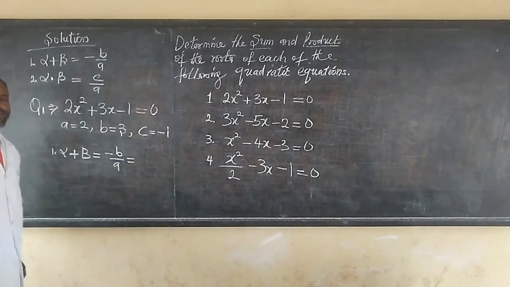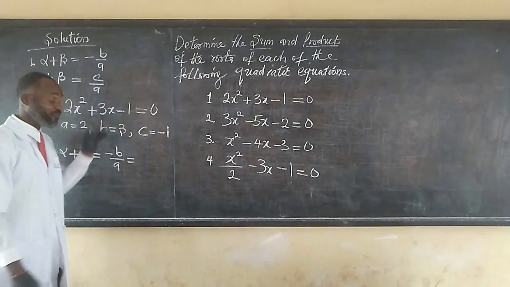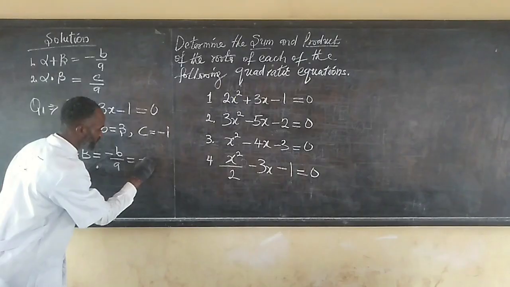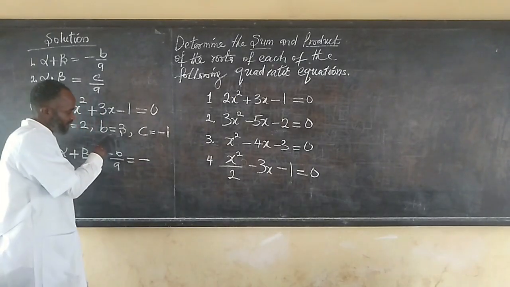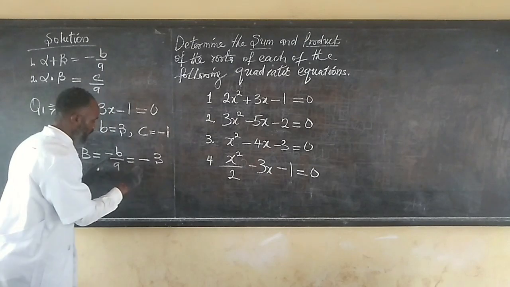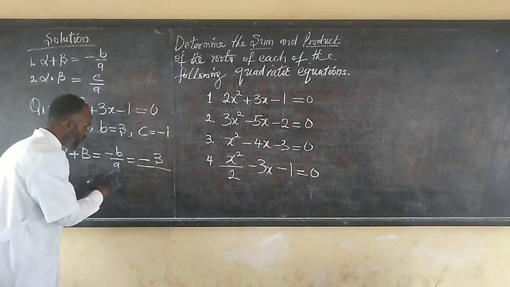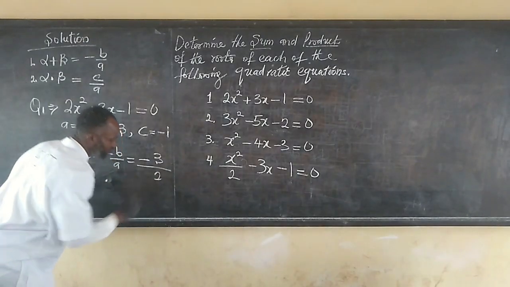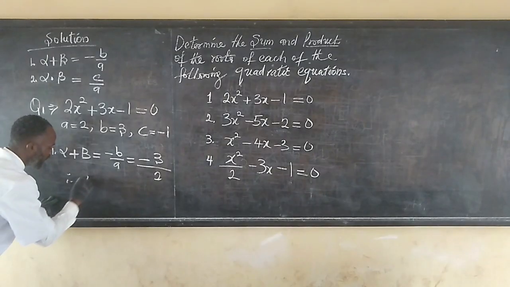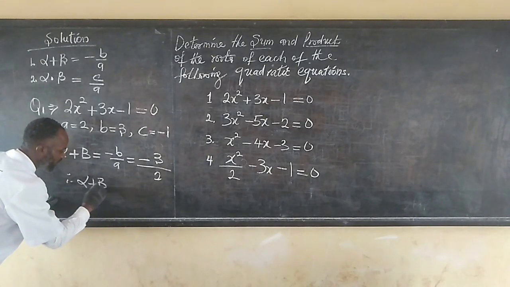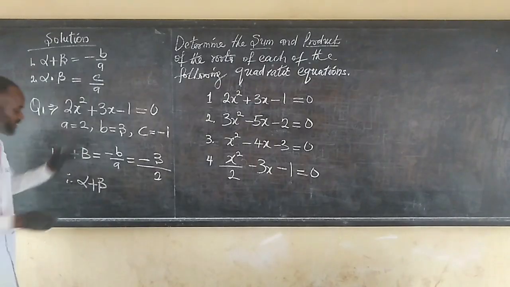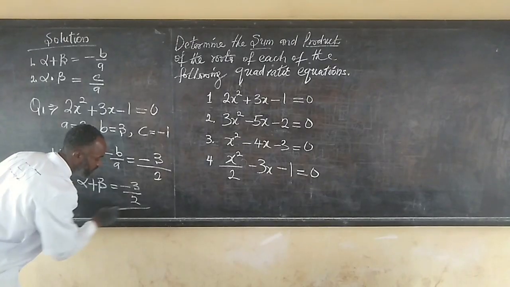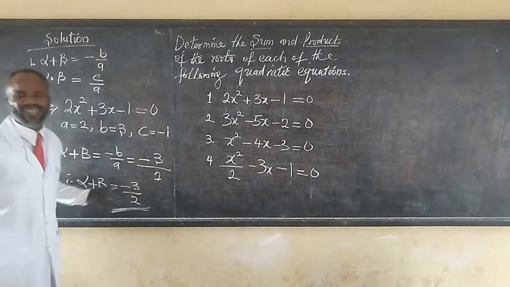So you ask yourself, what is the value of b first? It is 3, but there is a minus, so you put minus 3. And then all over the value of a, which is 2, so you put down 2. Therefore, the sum of the roots of the quadratic equation given as this is minus 3 all over 2. Solved.